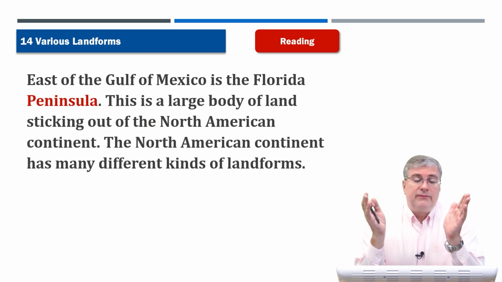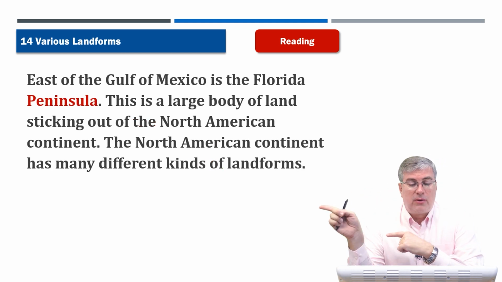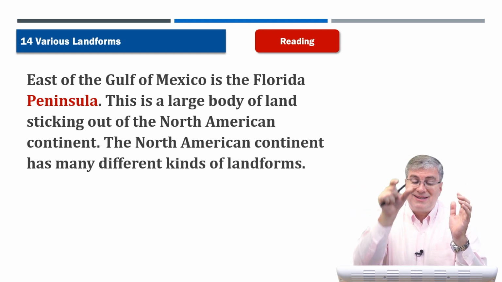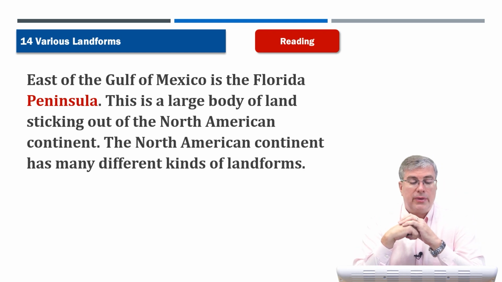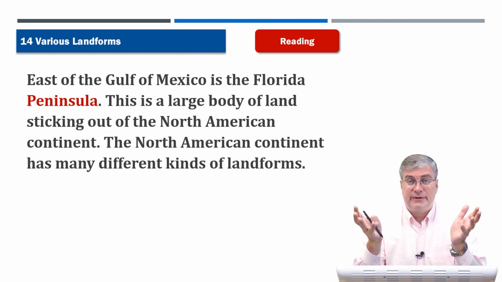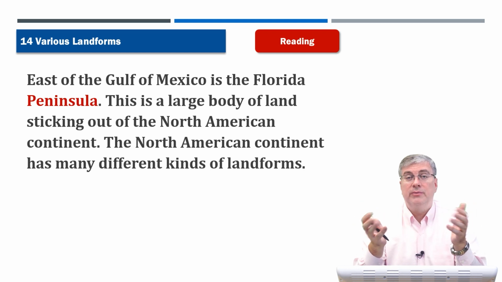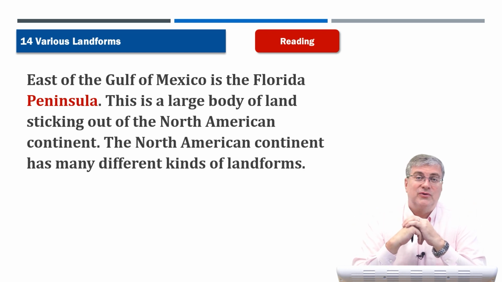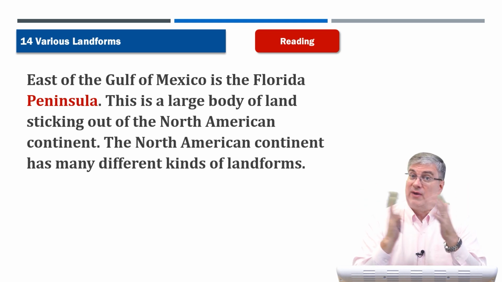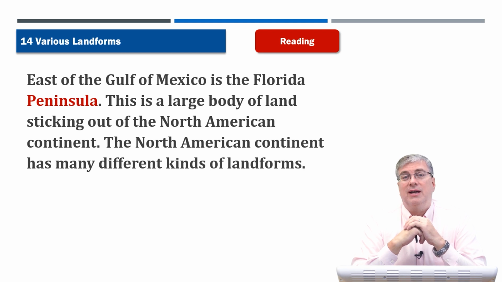East of the Gulf of Mexico is the Florida Peninsula. This is a large body of land sticking out of the North American continent. The North American continent has many different kinds of landforms. Okay, many different kinds of landforms as we discussed so far in the lesson. Mountain ranges, plains, highlands, valleys, all sorts of different types of landforms.